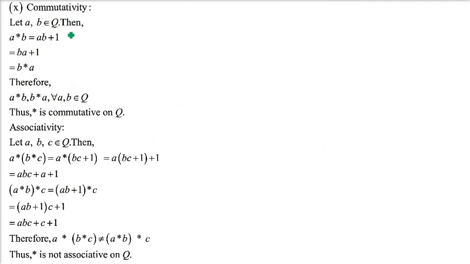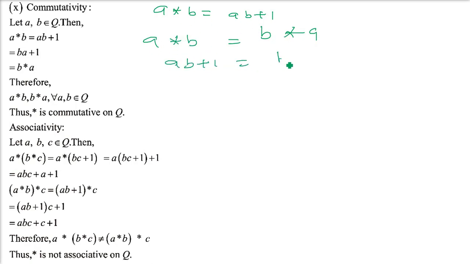So the next one is the 10th one. We have the star on Q defined by A star B equals AB plus 1. A star B is AB plus 1. So is A star B equal to B star A? Now replace A by B and B by A: BA plus 1, and AB is BA. So these two are equal. It is quite commutative here.